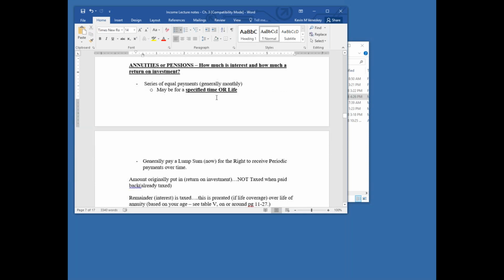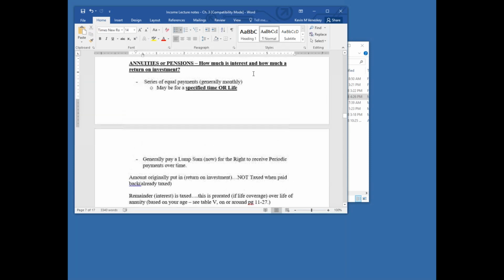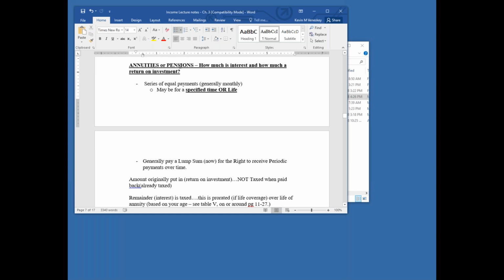Annuities and pensions. So how much interest and how much of a return on an investment should you be taxed on? Well, if you ever put money into an annuity or a pension, say you're paying $1,000 for this year, I'm just going to give a real easy example, and they're going to give you back $100 every month. So you're paying $1,000 up front, but you're going to get back $1,200 at the end of the year. That would be an example of an annuity.